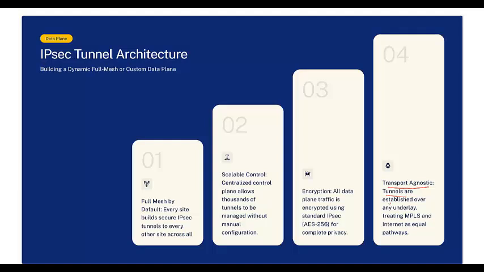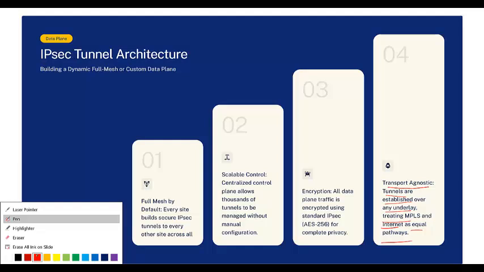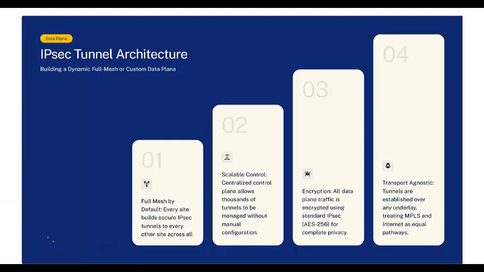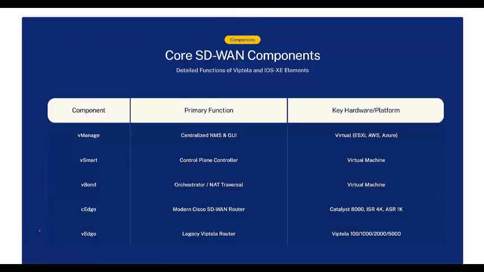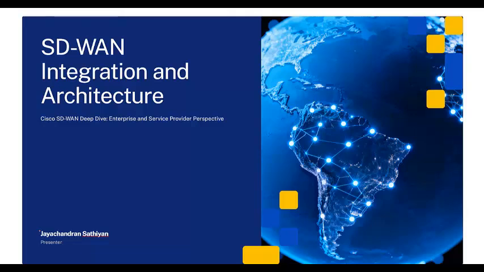Tunnels are established over an underlay, treating MPLS, internet, all as equal. Right? Only these things are possible through controllers. And SD-WAN provides those controllers. So we have a few more advantages of using SD-WAN. We are going to see them one by one now.